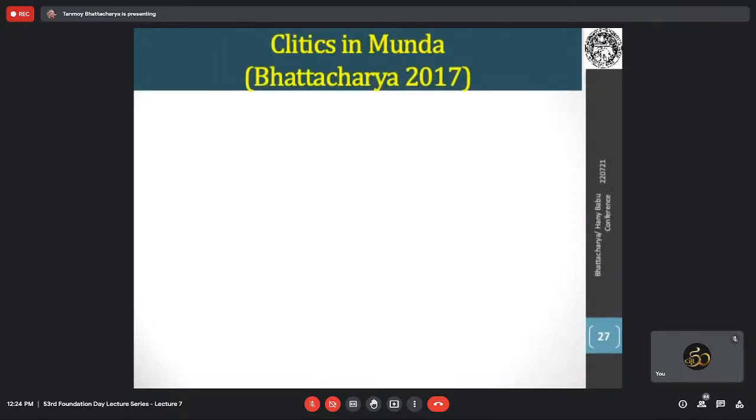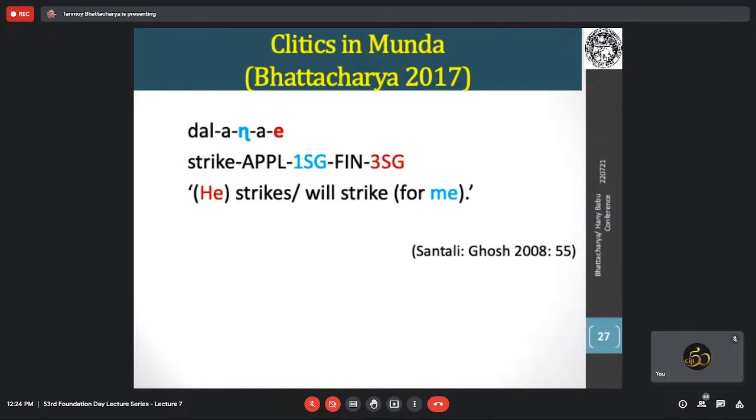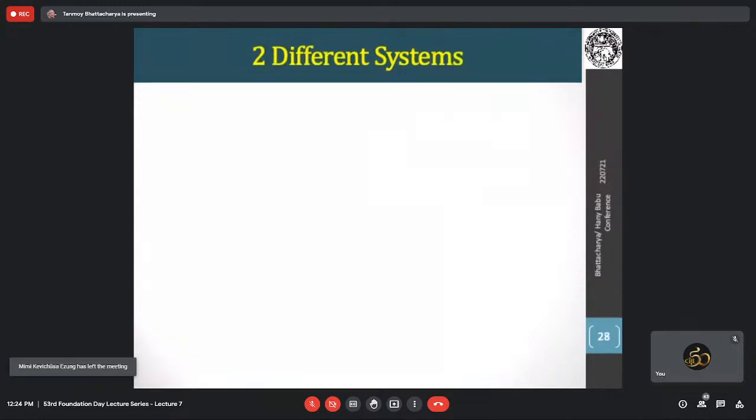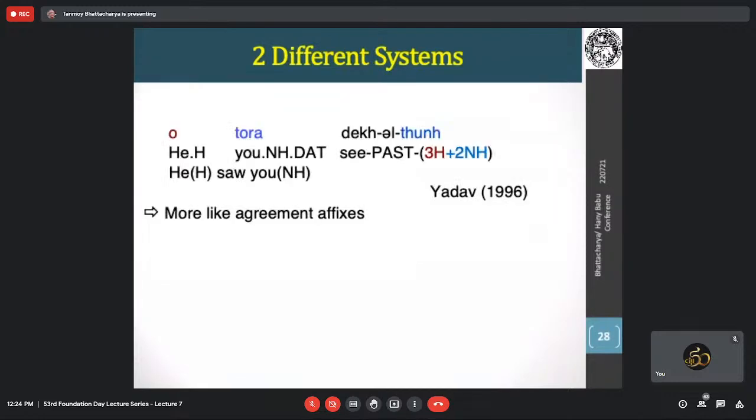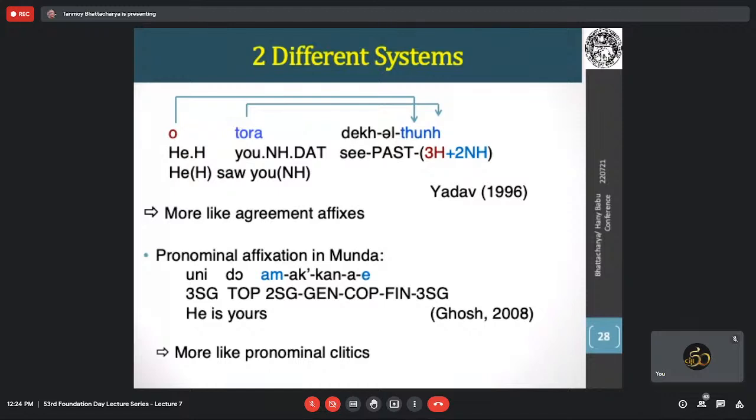Now, there is other work where I've looked at Munda languages. And again, this is something familiar to some of you who have worked on these languages: the phenomenon on the surface looks very similar to what we saw in Maithili, in CMP languages in general. That you have these two affixes, one standing for the subject and one standing for the object. But they are two different systems. So this is to remind you, this was the Maithili system. They're more like agreement affixes. And here is your Munda system. They're more like pronominal clitics.